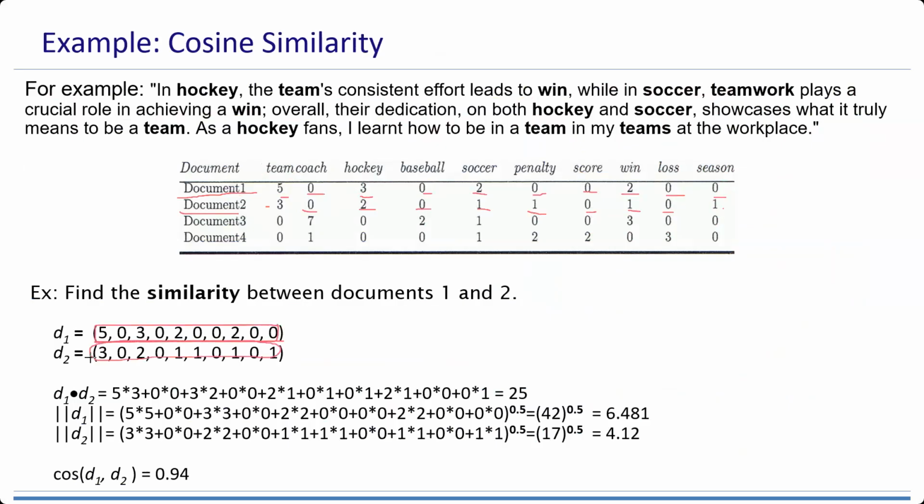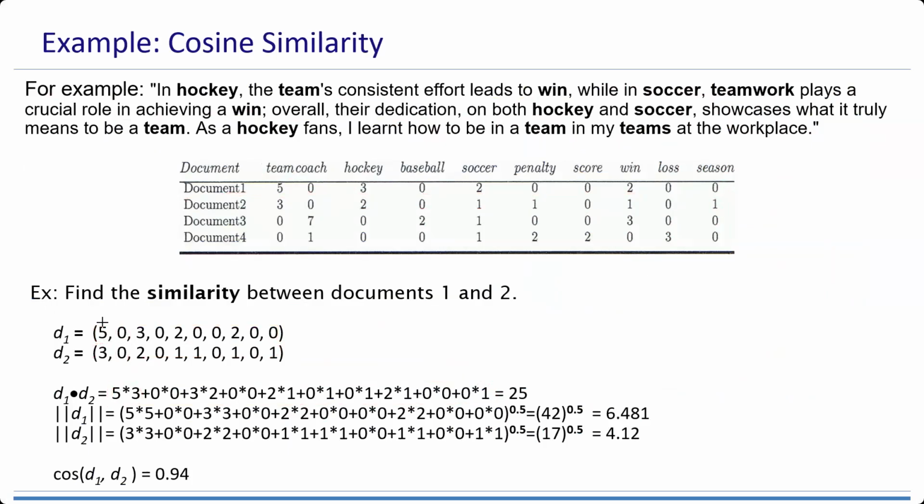Now I want to know the distance between document one and document two. So the first step is to do the product. The product means we want to multiply 5 multiplied by 3, plus 0 multiplied by 0.